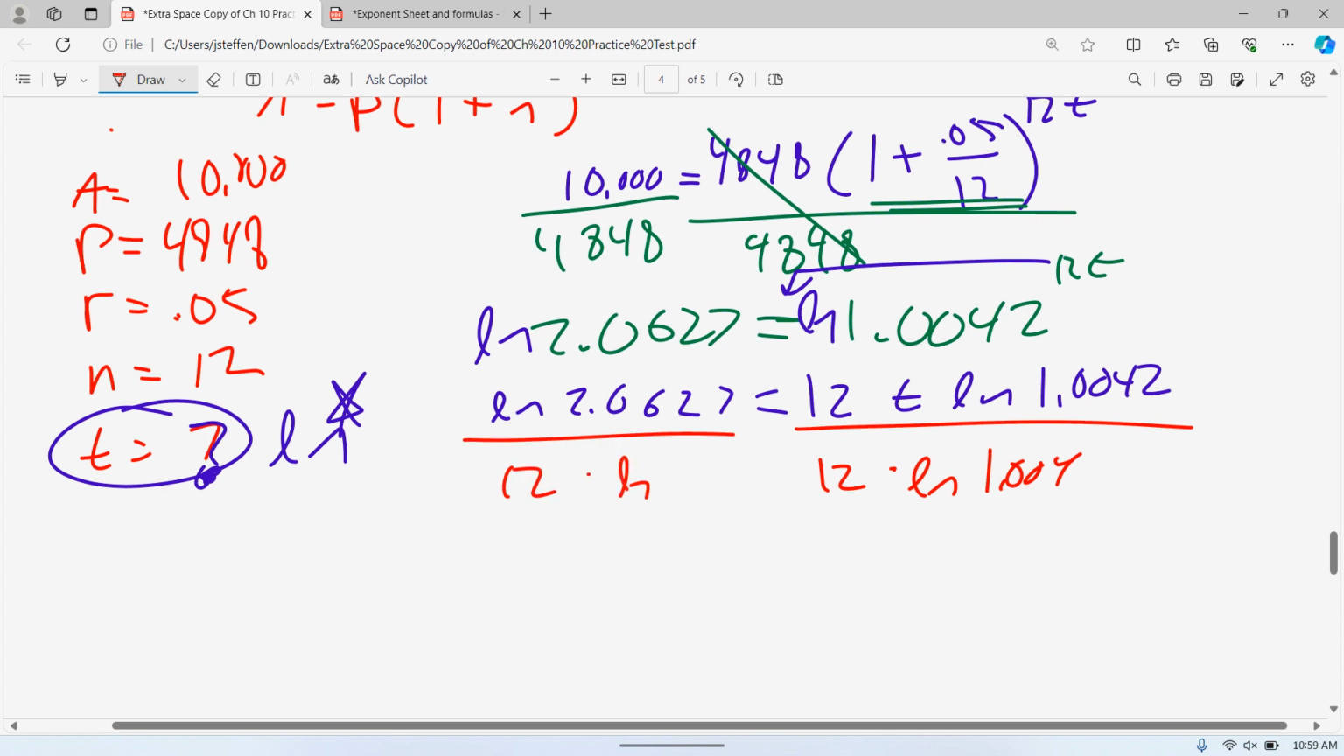So type that in. We have natural log of 2.0627 divided by, and I always do in parentheses, I don't know if you have to, 12 times natural log of 1.0042 ends up giving you 3.7.